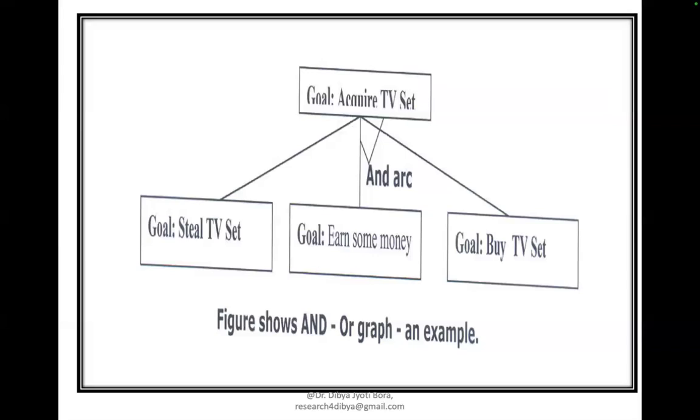But there is another way: earn some money and then buy the TV. These two are related, meaning both should be done to acquire the TV. मीन्स AND आर्क में दोनों को एक साथ करना पड़ेगा. अर्न सम मनी, उसके बाद बाय टीवी. राइट, सिर्फ अर्न सम मनी से नहीं होगा, या तो सिर्फ बाय टीवी आप अकेले नहीं कर सकते हो. तो AND का मतलब है जो भी आर्क है दोनों को साथ में करना पड़ेगा.